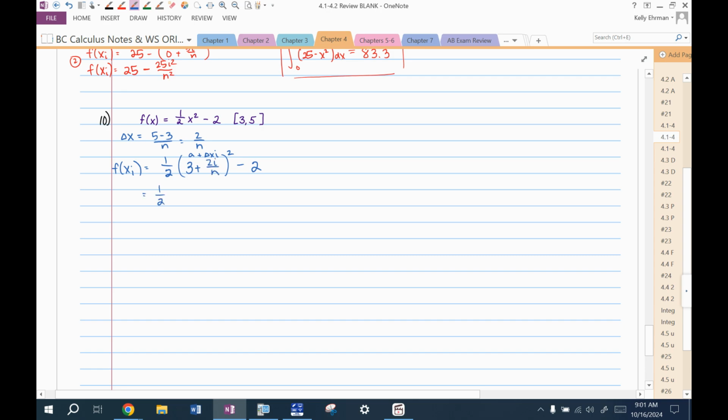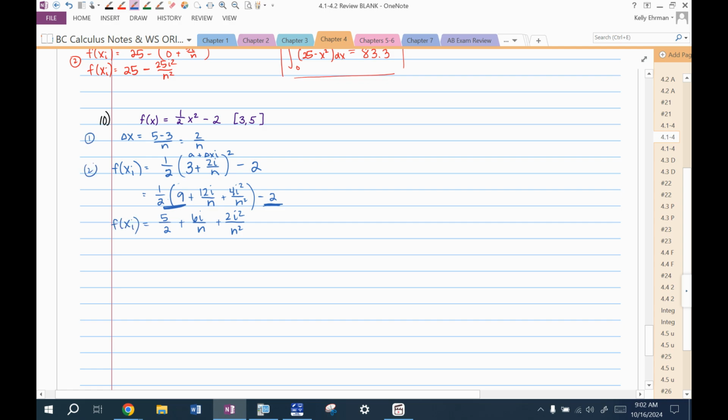And then let's do the algebra out here so that we don't have to do it all with the summation notation. So 3 squared is 9. 3 times 2i is 6i over n, and then you double that when you're squaring a binomial. So 12i over n plus 4i squared over n squared minus 2. 9 over 2 minus 4 over 2 will be 5 over 2 plus 6i over n plus 2i squared over n squared. So I wanted to get this math out of the way. 9 over 2 minus 4 over 2. Okay, so that's my f of x sub i.